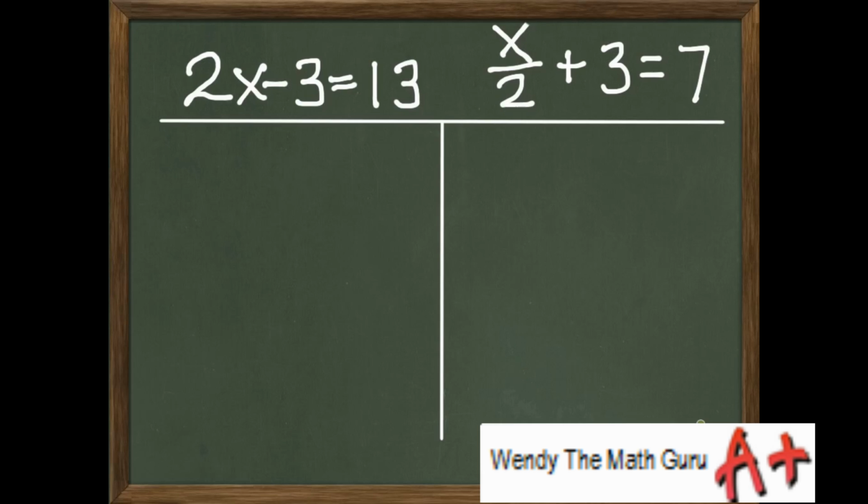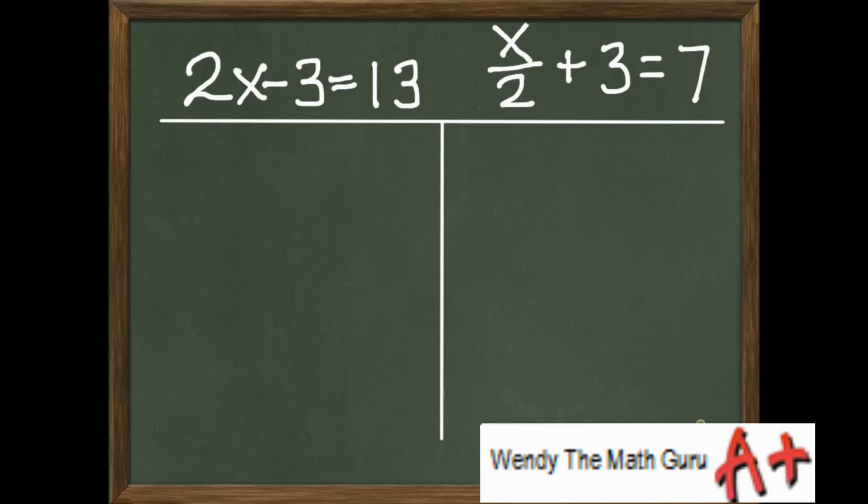We are going to look at solving these two equations side by side so that we can compare and contrast the properties and the steps that are taken to solve these two different equations. The first equation is 2x minus 3 equals 13.